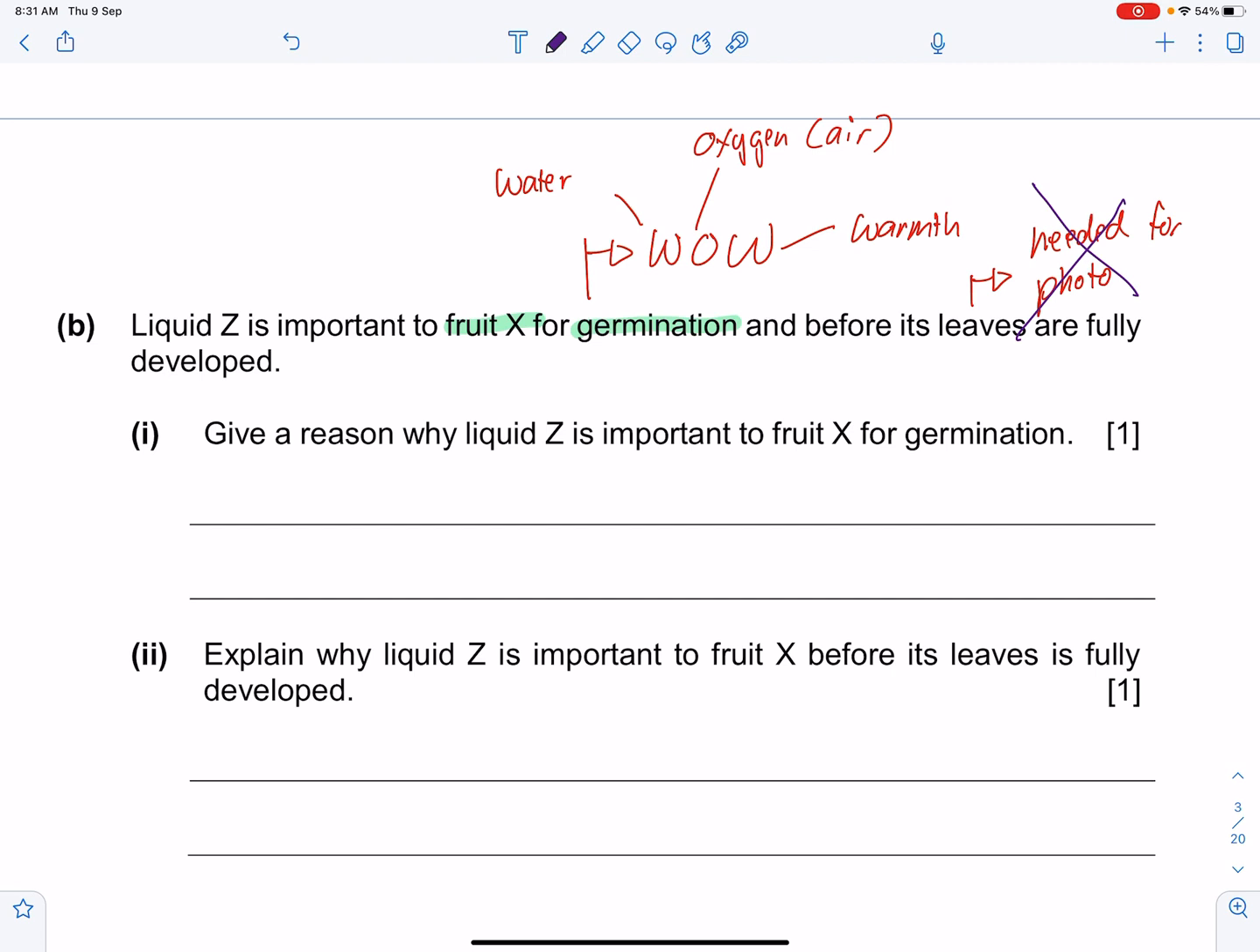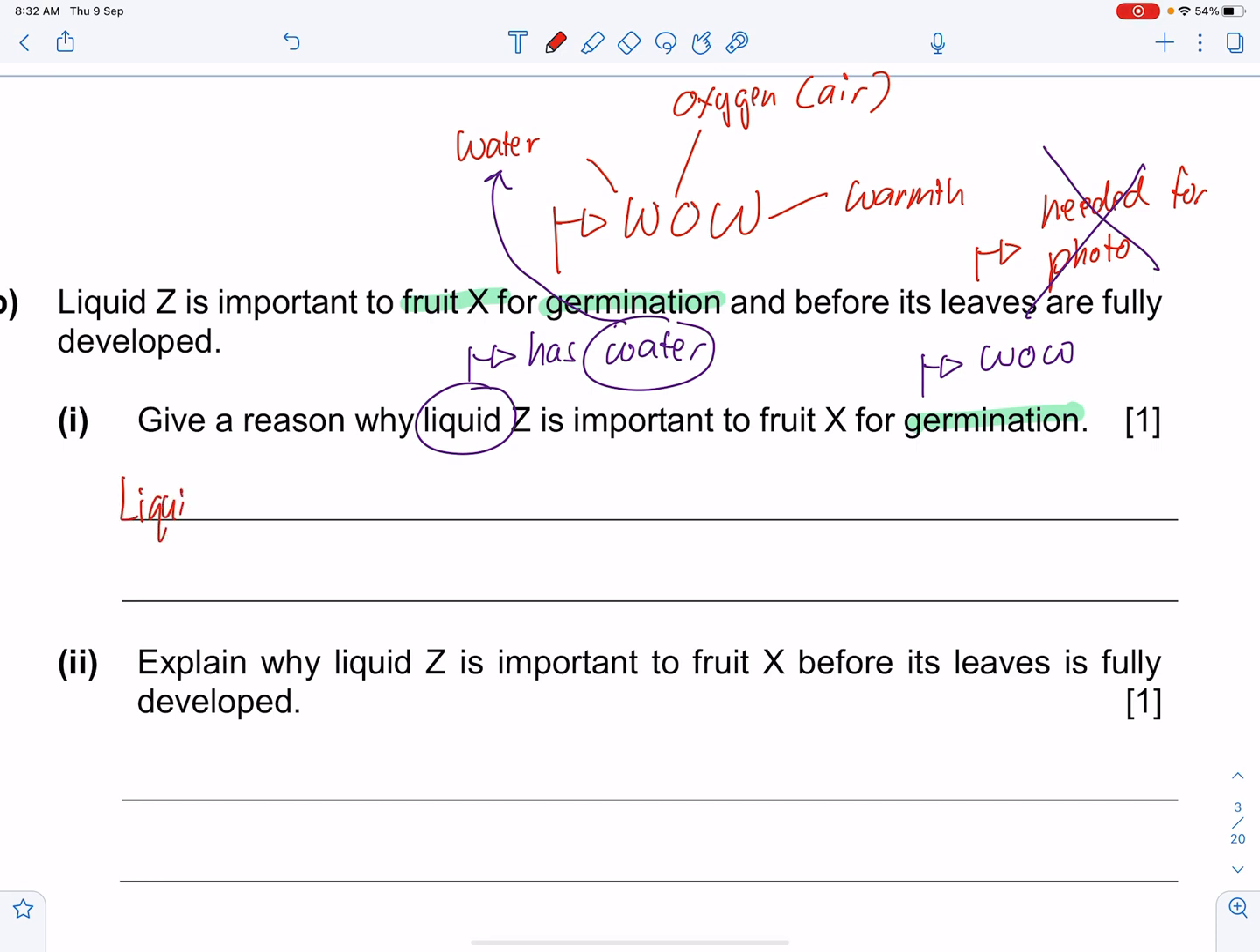Then I move on to read: give a reason why it is important for germination. So like I said, for germination, I'm only interested in WOW. It's a liquid, so we have to understand that a liquid probably contains water. And water happens to be something that you need for germination. So therefore, you have to tell me that your liquid Z provides water to enable the seed to germinate, right?